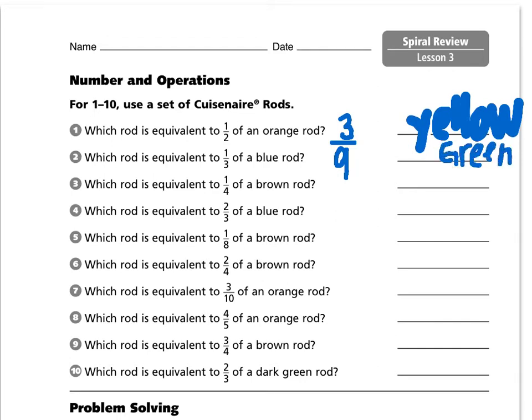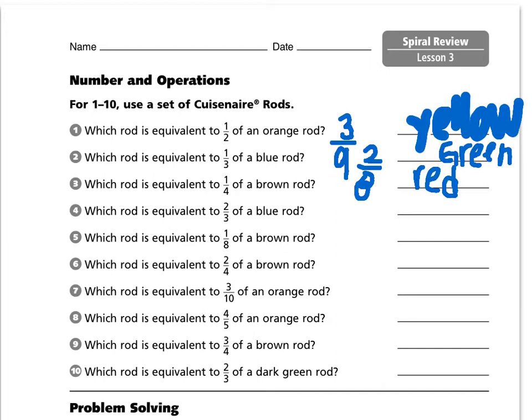Which rod is equivalent to 1/4 of the brown rod? The brown rod is the 8th rod, so 1/4 of 8 would be the 2nd rod, which is going to be red.